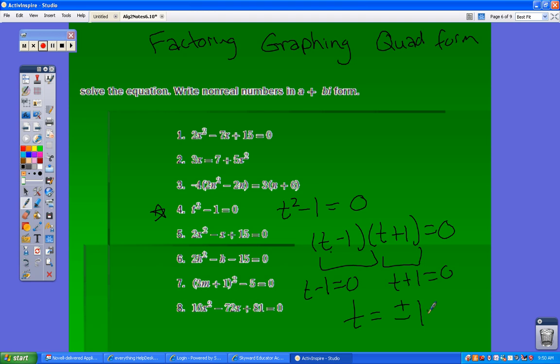Okay, let's find another one. Let's do this one by graphing. 2x squared minus 7x plus 15. I'm going to type this into my calculator.